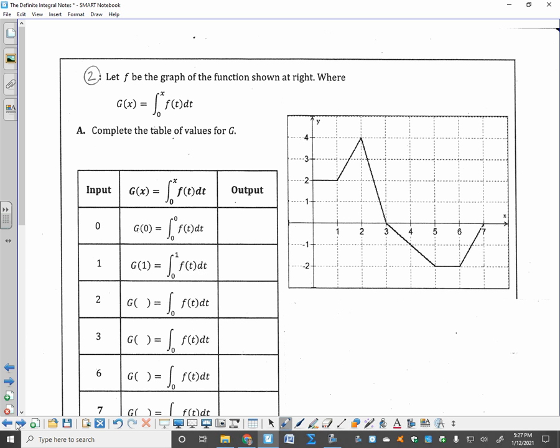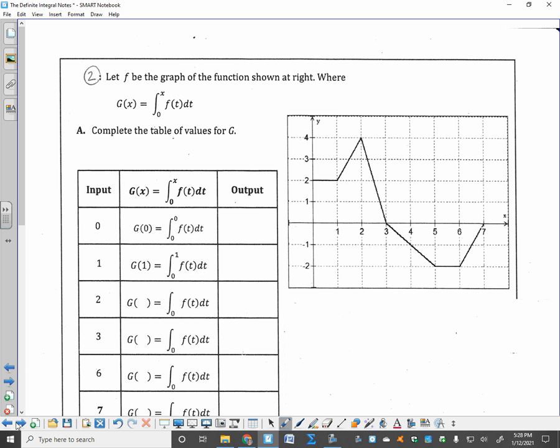Let f be the graph shown at the right. Okay, so we have this very linear function. It's got some area above, some area below. Capital G of x equals the integral from 0 to x of f of t. Now, f is the graph shown. Complete the table of values for g.